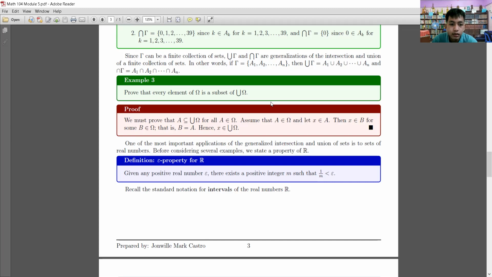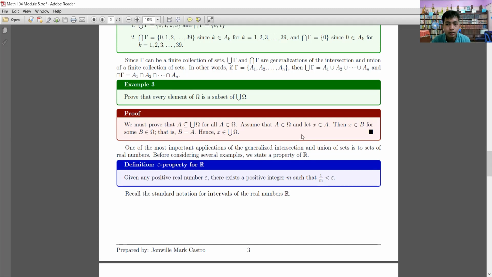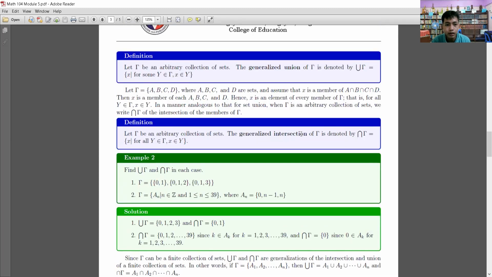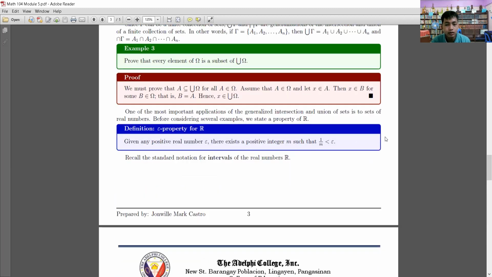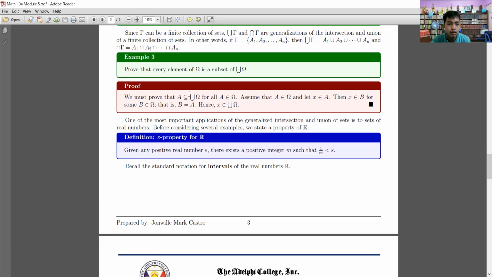Then, if we let B equal A, then our x is also in B. So that means x is in the generalized union, because it is part of a set in omega. Our definition of the generalized union is that x is an element of the generalized union as long as it exists in at least one of our sets.